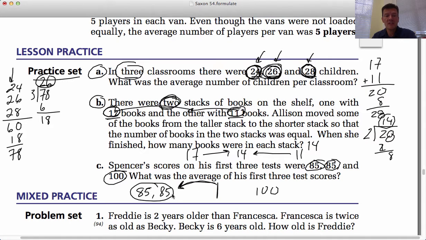So maybe we would guess, 85 to 100 is a difference of 15, so right in the middle is going to be around 92 or so. So it's going to be maybe below 92. Maybe we guess 90 or 89 is going to be the average. Okay, 92, 93 is the middle between 85 and 100, but it's going to be lower than that because of the two 85s. So let's do the math.